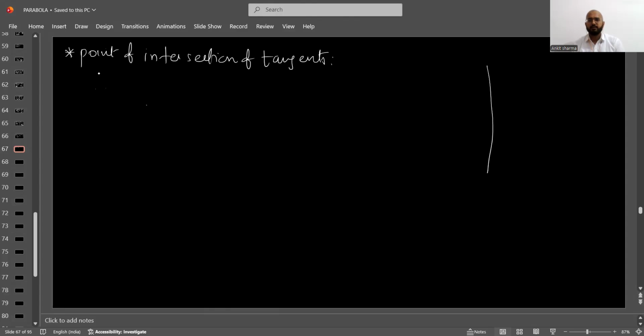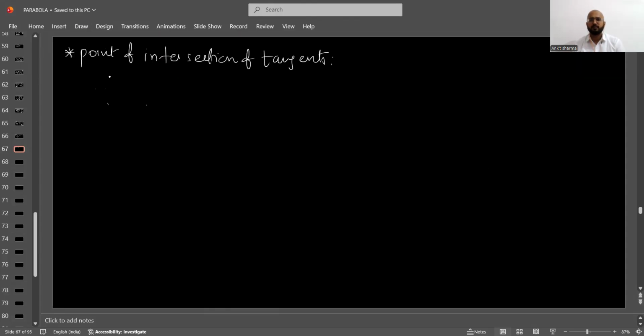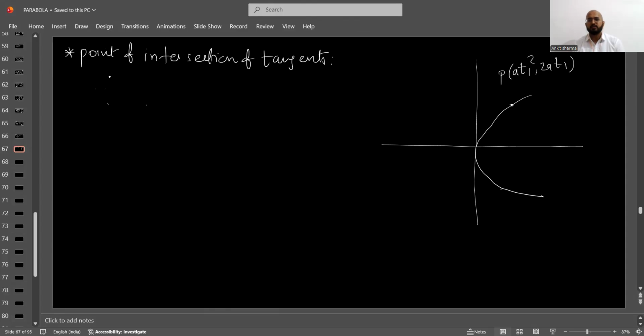Imagine that I have a parabola here. This is a point P, which is at1 square, comma 2at1, and this is my point, say Q, at2 square, comma 2at2. So tangents are drawn from these 2 points. They are of course going to intersect. So we are interested in knowing the point of intersection of these two tangents.